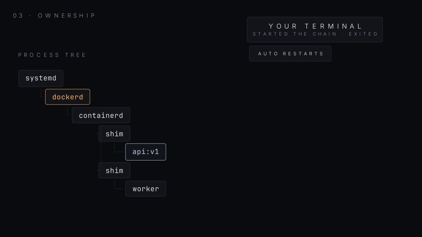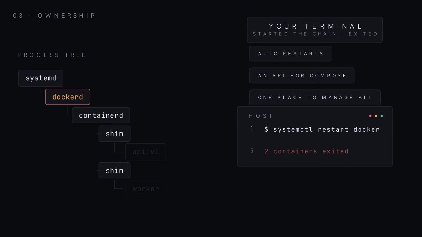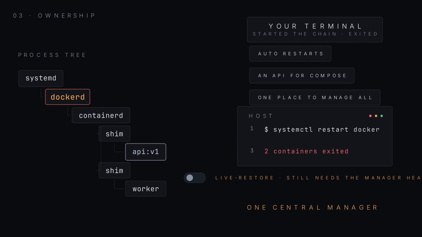This design has real advantages. Because dockerd is always running, it can restart containers automatically, expose an API for tools like Docker Compose, and manage every container on the machine from one place. But there is a trade-off too. One background manager is now responsible for almost everything. Years ago, restarting dockerd could stop every container on the host all at once. Docker later added a feature called live restore to reduce that risk, but it still depends on the manager coming back healthy. Docker's whole architecture revolves around that one central manager.